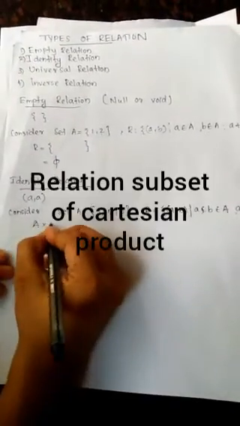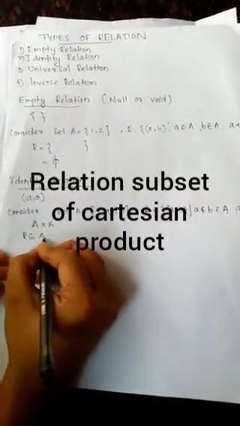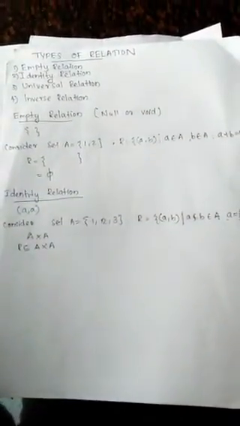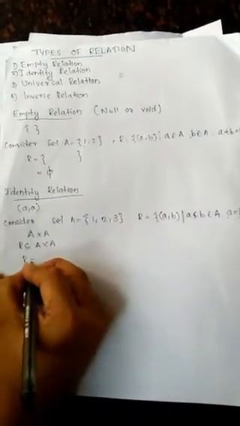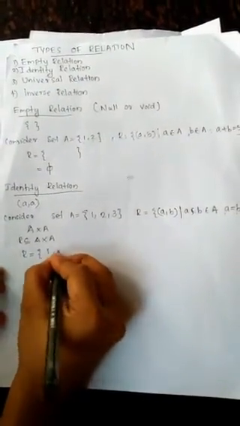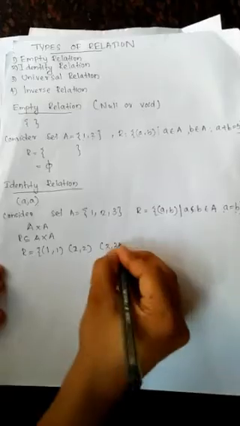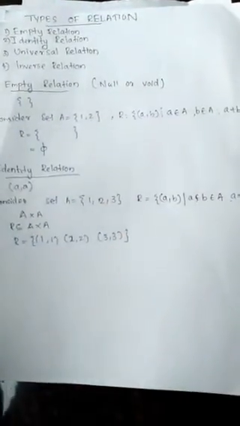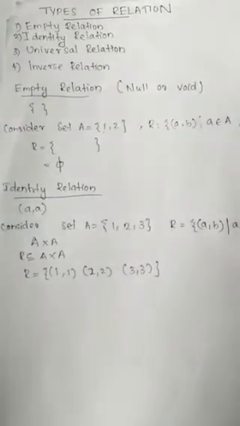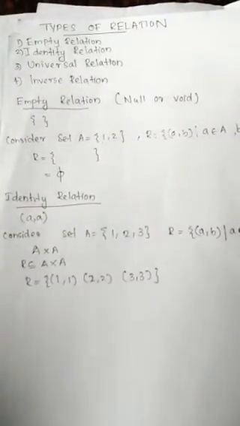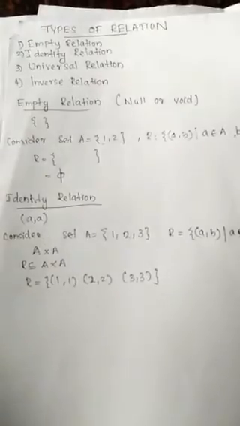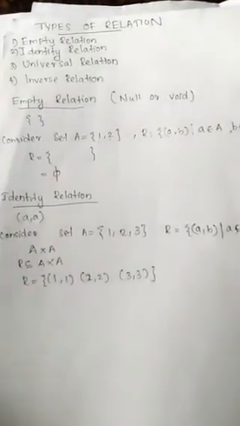Here the Cartesian product is A cross A, and we already know what a Cartesian product is. But what is a relation? A relation is a subset of A cross A. Here, the ordered pairs which give the same element in both places are included. So R, when we write it in roster form, has the elements (1, 1), (2, 2), (3, 3). These are the ordered pairs which have the exact images.